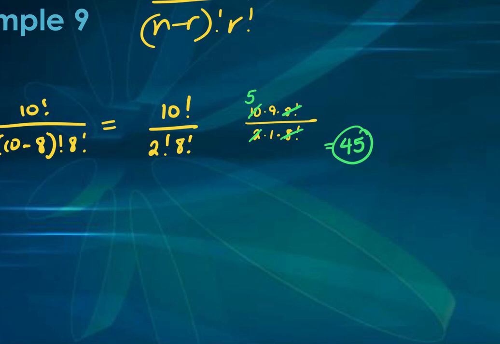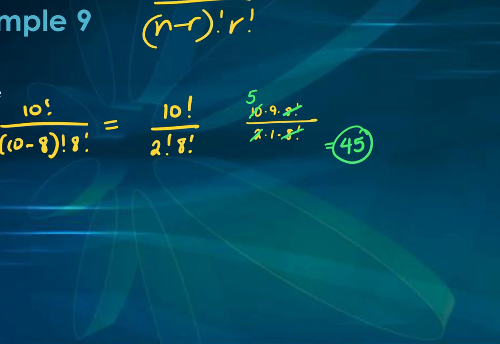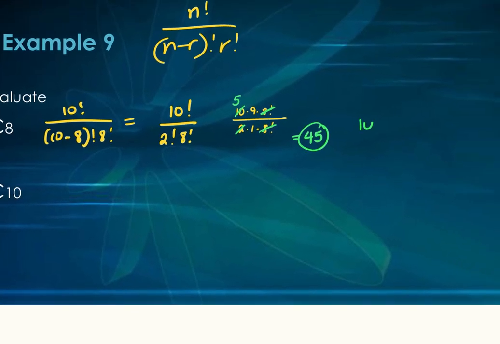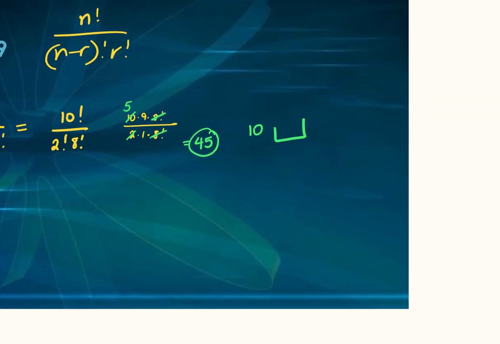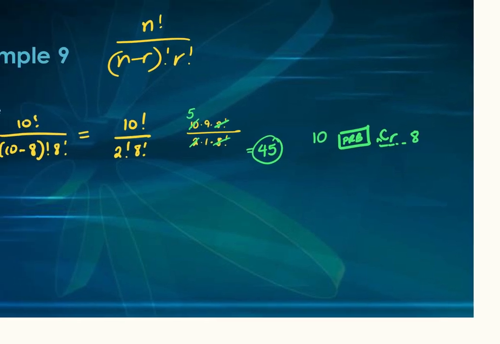So on your calculator, you have that PRB button. You're going to do the same order. You're going to do 10. You're going to do PRB. You're going to scroll over to underline the CNR one, and then you're going to do 8. And you should get 45.